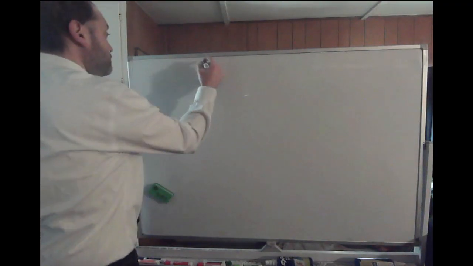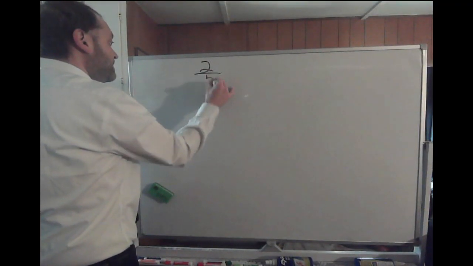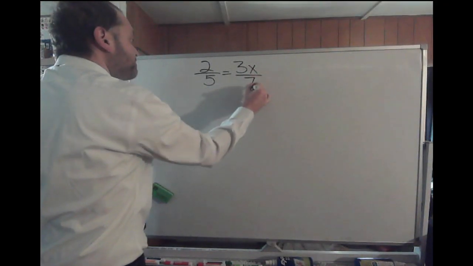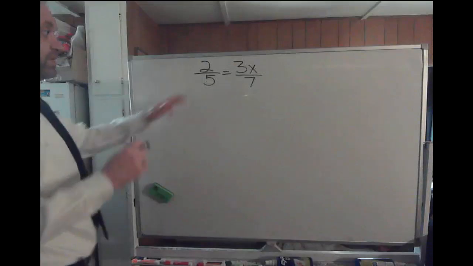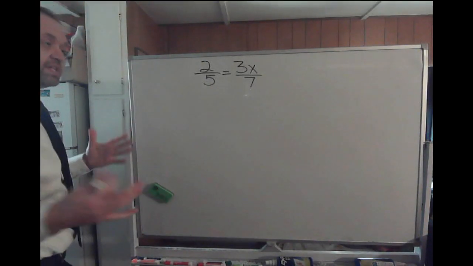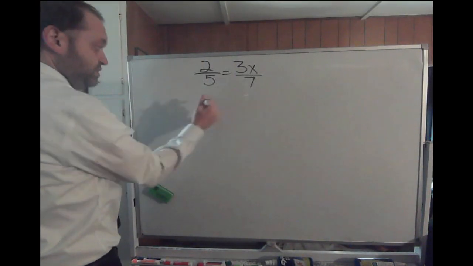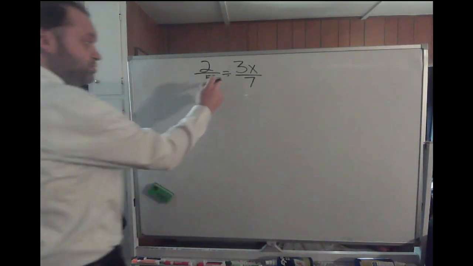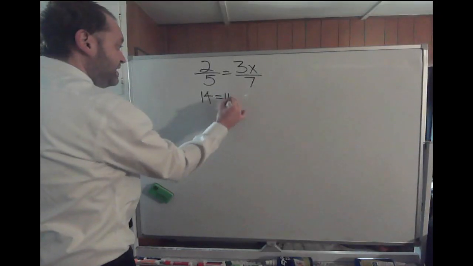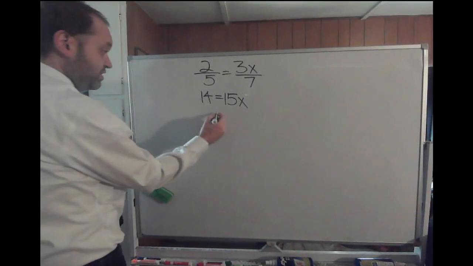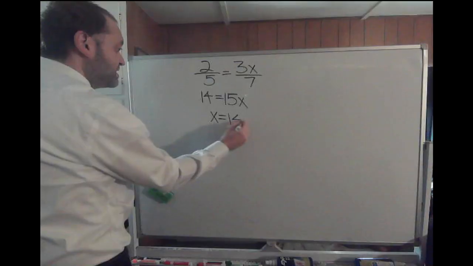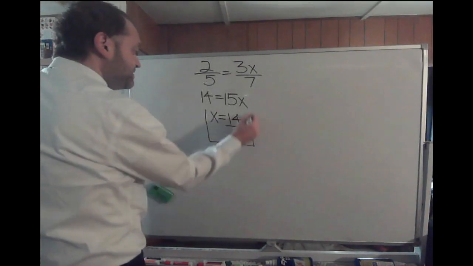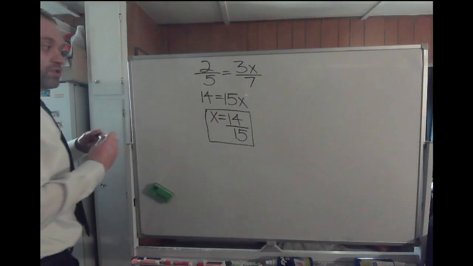All right, how about this one? We have 2/5 is equal to 3x over 7. So once again, take the product of your means, which would be 2 times 7. That would be 14. That's going to equal the product of your extremes, which would be 5 times 3x. That'd be 15x. Well, then you solve for x. X would happen to equal 14/15. So when x is 14/15, these two ratios are in proportion.